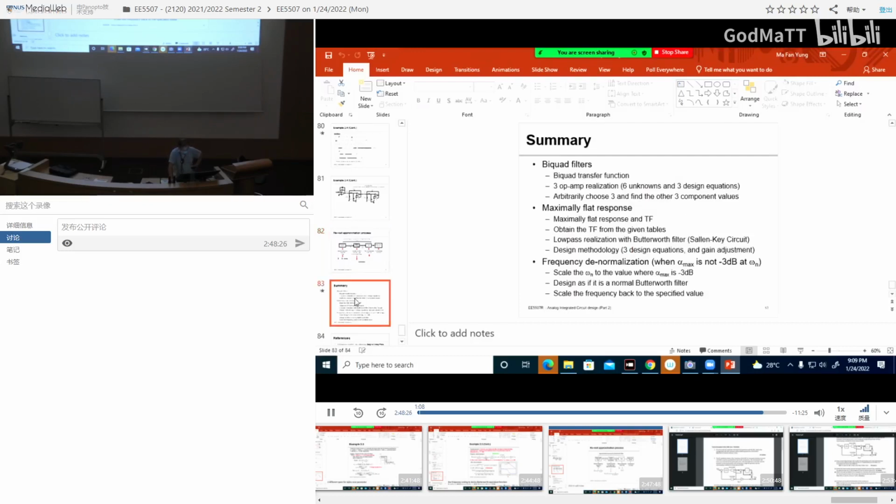Okay, today is quite a lot because we combine two lectures into one. Basically we talk about biquad filters, the biquad transfer function. We can implement it using 3 op-amps. There are 6 unknowns and 3 design equations, so we just choose 3 values and then find the other 3. Then we talk about the maximally flat response, what the transfer function is, and how to use tables. Then how to implement using the Butterworth filter, and how to implement the Butterworth filter using the Sallen-Key circuit. So the design methodology again: 3 design equations and 1 more for gain adjustment.